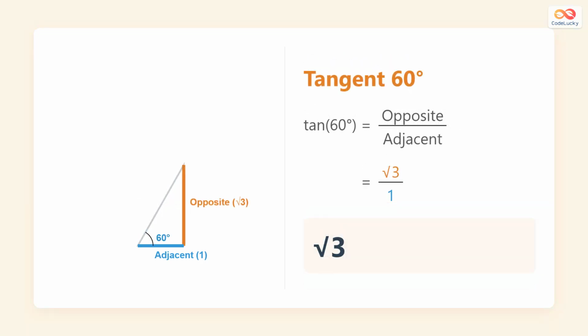Finally, let's find the tangent of 60 degrees. Tangent is defined as the opposite side divided by the adjacent side. The opposite side is the square root of 3, and the adjacent side is 1. Dividing by 1 leaves the value unchanged. So, the tangent of 60 degrees is exactly the square root of 3.